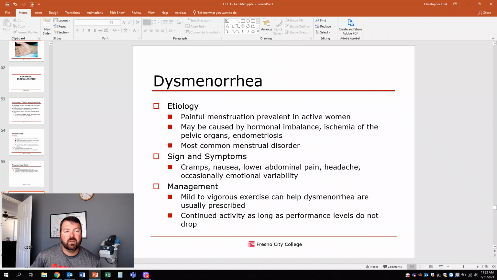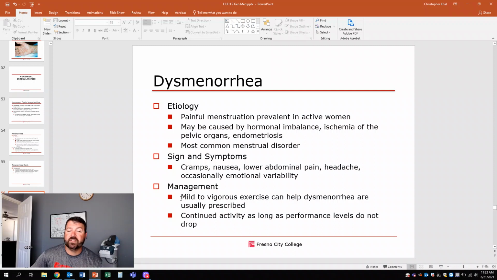All right, next one is dysmenorrhea. Okay, this is a painful menstruation prevalent in active women. It may be caused by hormonal imbalances, ischemia of the pelvic organs, endometriosis. Most common menstrual disorder. Signs, symptoms: cramps, nausea, lower abdominal pain, headaches, occasional emotional variabilities.